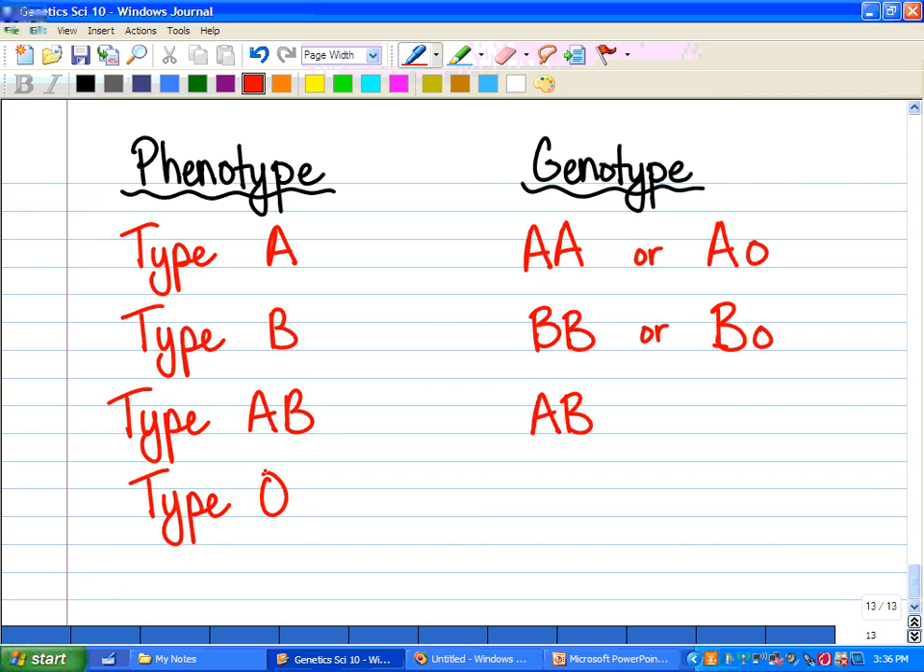And remember, O is recessive. It's the one that gets dominated by the others. So in order to have type O blood, the only way that's possible is if you're homozygous recessive, if you got O's from both parents.